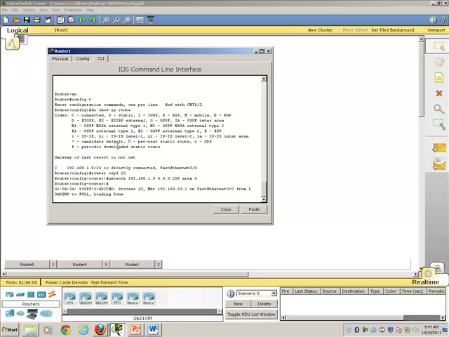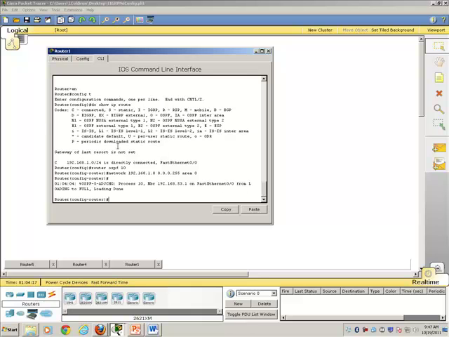Is it doing anything? It did. We have an adjacency. Adjacency says, okay, we're talking. I should now have some OSPF routes on this thing, should I not? Think.